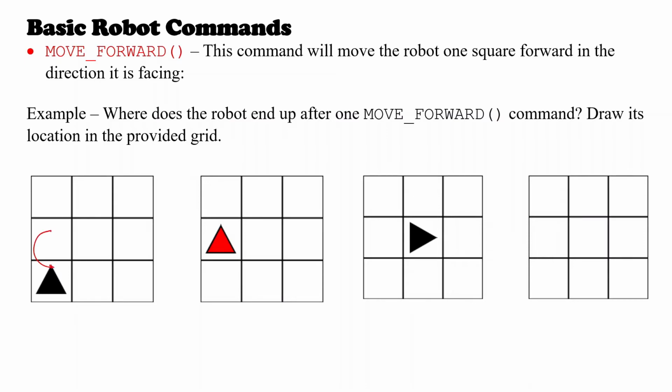And it stays, or one square, I should say, and it stays facing the same direction when you move forward. Okay? Something like this, it's in the middle. Again, I identify my tip there. It's facing to the right. So if it moves forward, it's going to move one square over to the right, and it's still going to be facing to the right. Okay. So that's your move forward command.